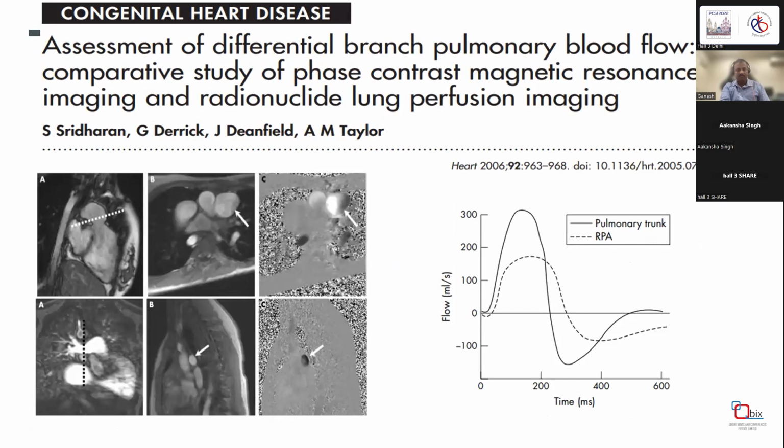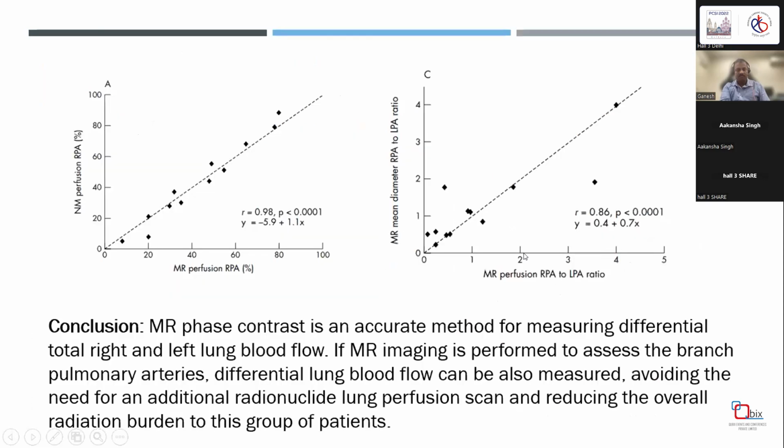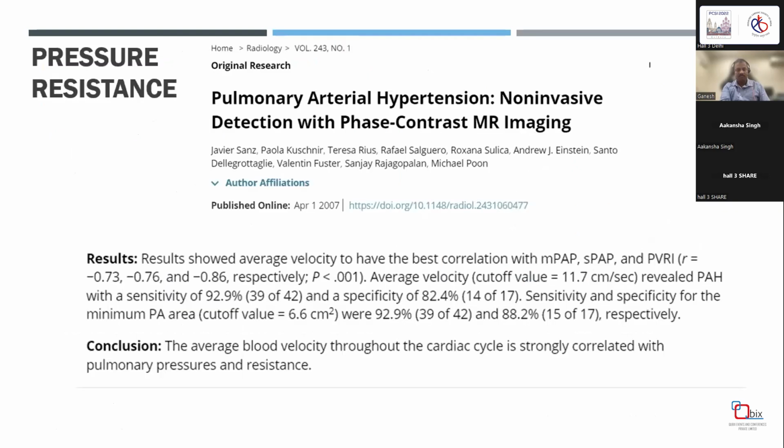So it calculates the flow at the main pulmonary artery, which is this curve, and then flow at the right pulmonary artery, and the difference between the two would be your left pulmonary artery. So selective pulmonary artery flows can be calculated, and this is as good as your perfusion imaging, as good as your VQ perfusion imaging. And how about resistance, right?